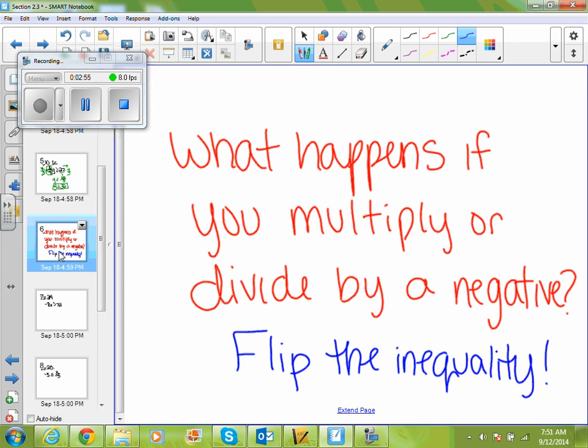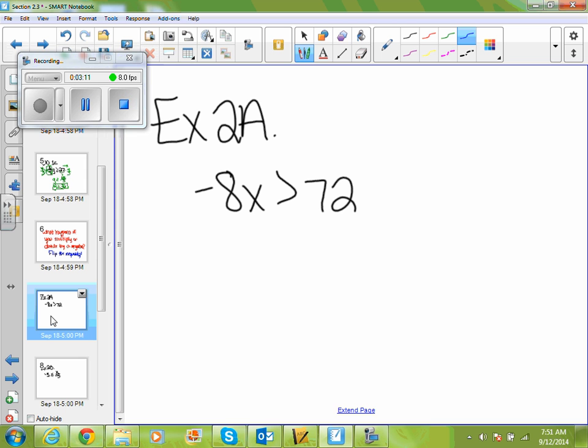But what happens if you decide to multiply or divide by a negative? This is where they get a little tricky. When you multiply or divide by a negative, you have to flip your inequality symbol. So let's look at doing something like that. I have negative 8x is greater than 72. So in order to get rid of this multiplication, I divide by negative 8. And I divide by negative 8 on the other side as well.